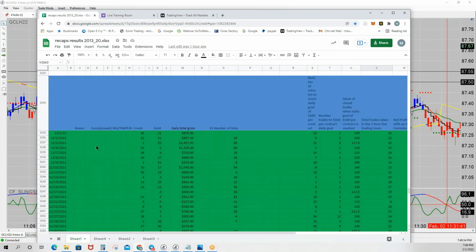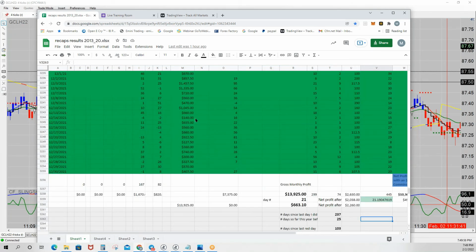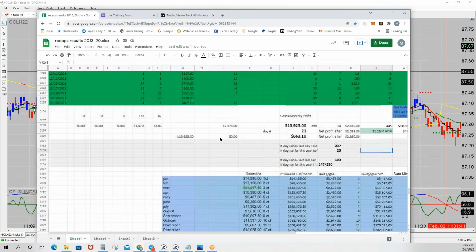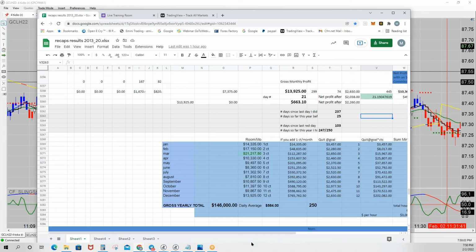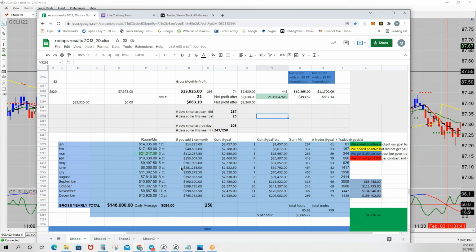What we have here, this is December, right? These are the results for December and last year. What this is right here is a summary of every month that happened last year. What we made with one contract in a month. Now, if you added one contract per month, what it would add up to, that's gross, not net.